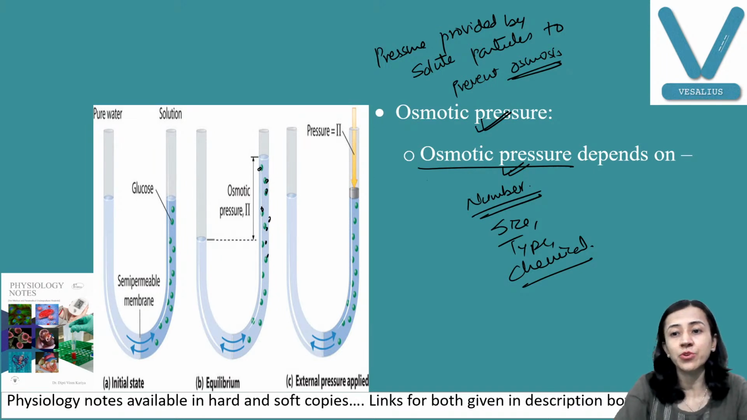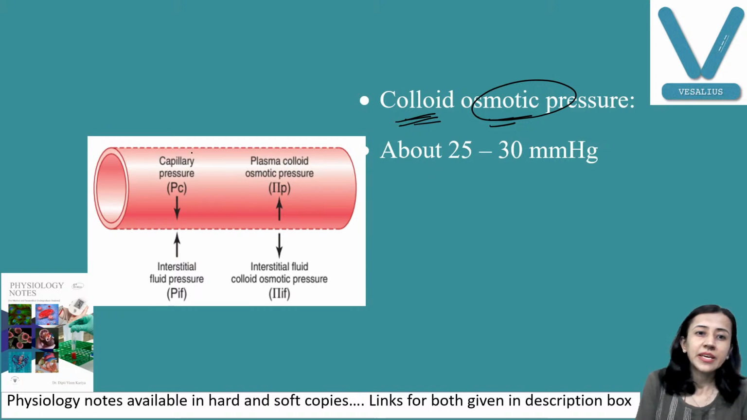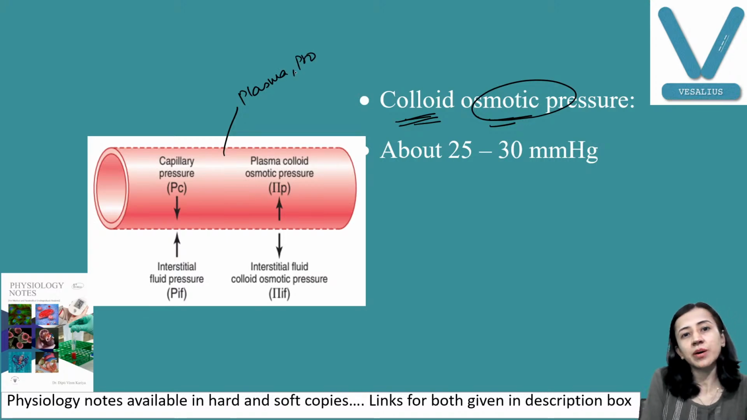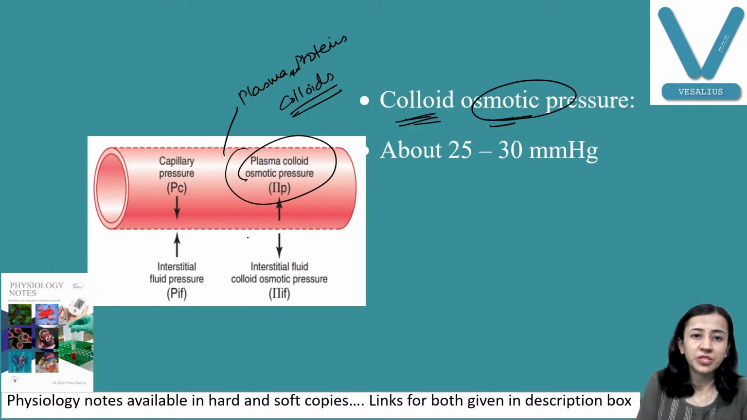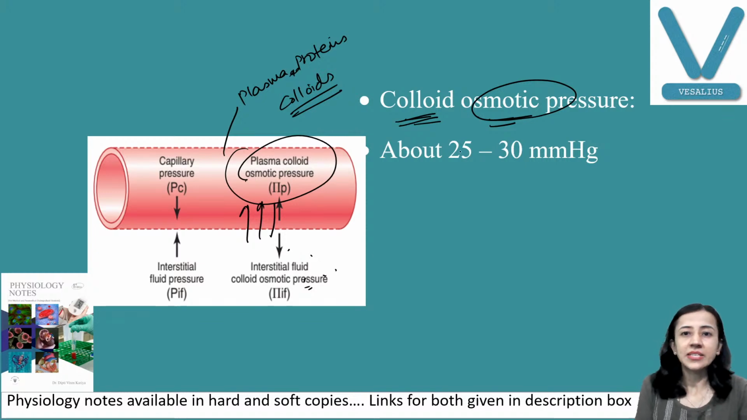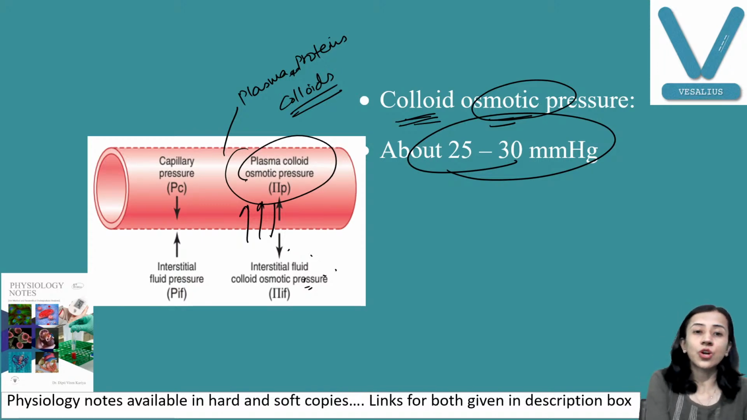Now very important other terminology is colloid osmotic pressure. We will discuss this first. Then I will discuss other topics. Colloid osmotic pressure: osmotic pressure provided by colloids. Now which are these colloids? In our blood we have plasma proteins. These plasma proteins are colloids. So when plasma proteins are there in our blood, they provide colloid osmotic pressure, means they will not allow the fluid to move out in the interstitial space. And normally this pressure is 25 to 30 millimeter of mercury. Am I clear?